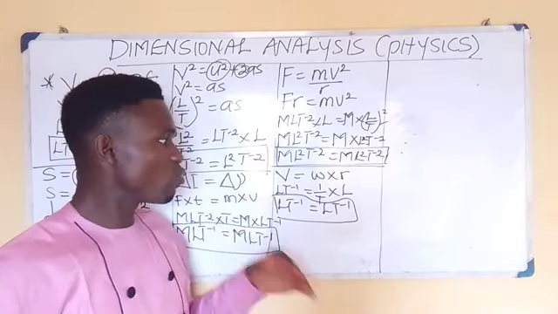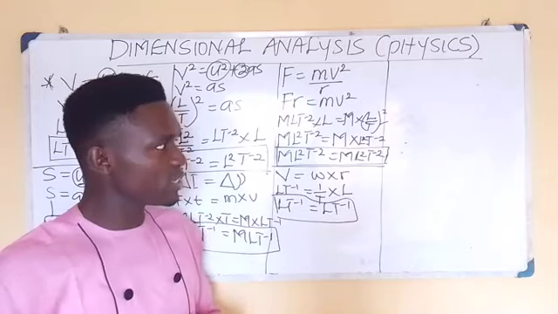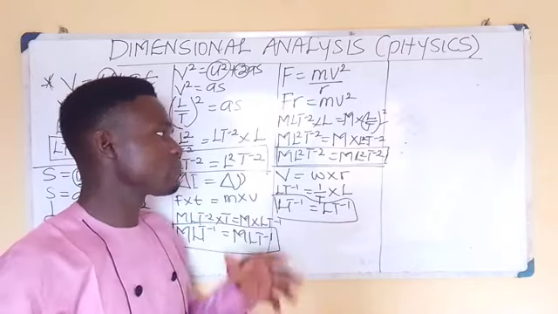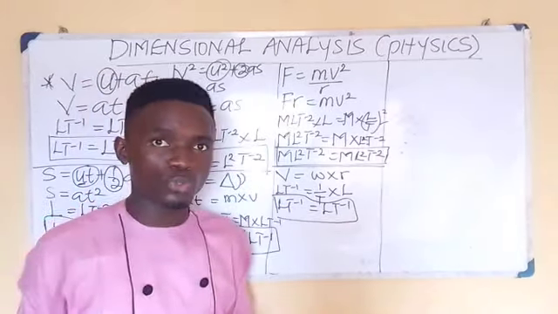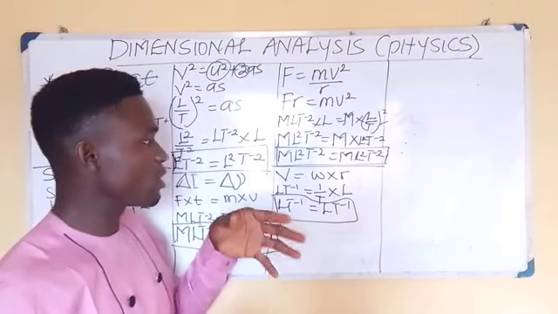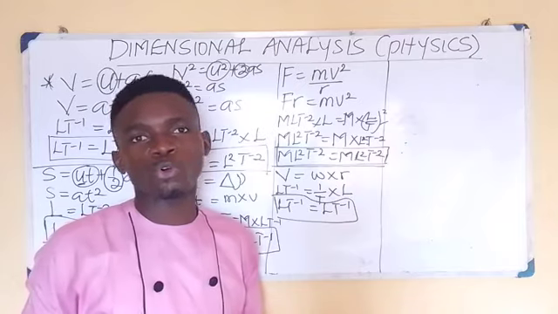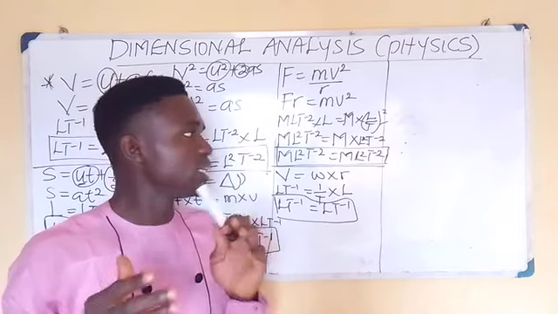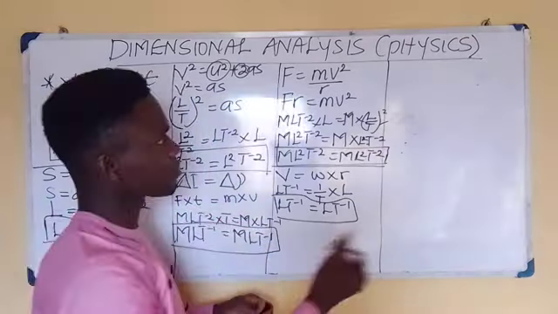Correct. So whatever you have on the left, you should have the same thing on the right. That is why they say you deduce carefully whether a quantity is dimensionally correct or incorrect. So it is very, very important.